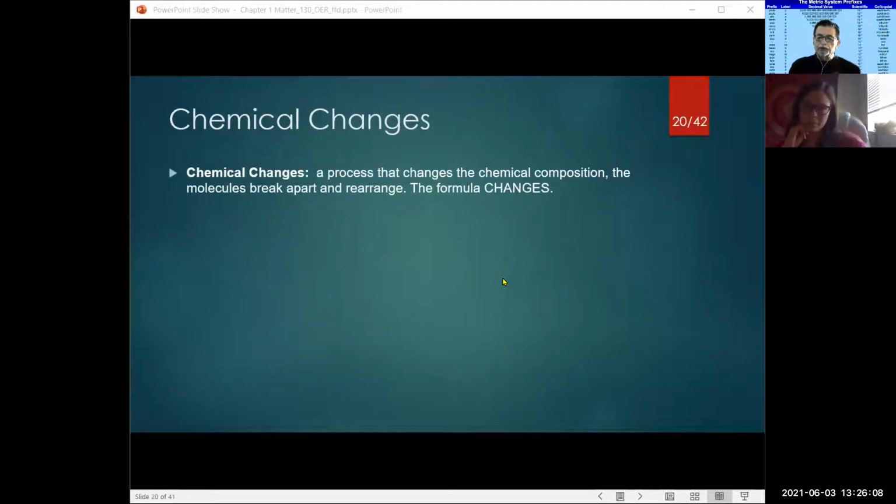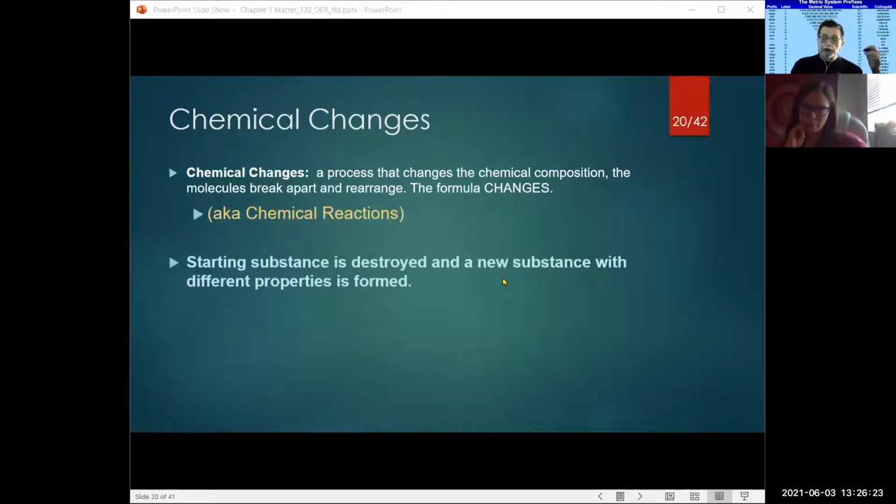All right, chemical change. Now the molecule is broken apart and rearranged to create something else. Okay, this is a chemical change, or AKA chemical reaction. We destroy whatever the starting material is. Okay, the starting material is what is to the left of the reaction arrow, or the process arrow, because it could be just a physical process. And we create a new substance.